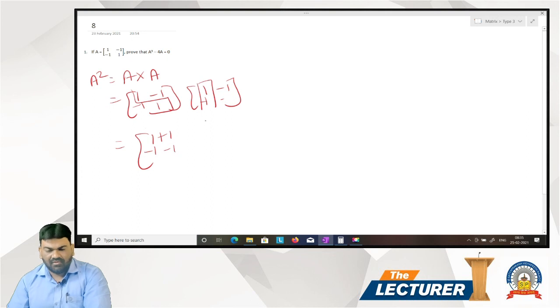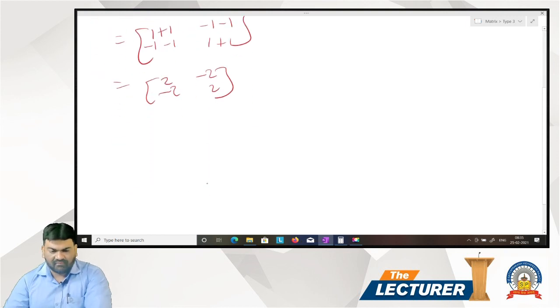1 multiplied by minus 1, minus 1. Minus 1 multiplied by 1, minus 1. Minus 1 multiplied by minus 1, plus 1. 1 multiplied by 1, 1. 2, minus 2, minus 2, 2. This is our A square. Now A cube. A square multiplied by A.